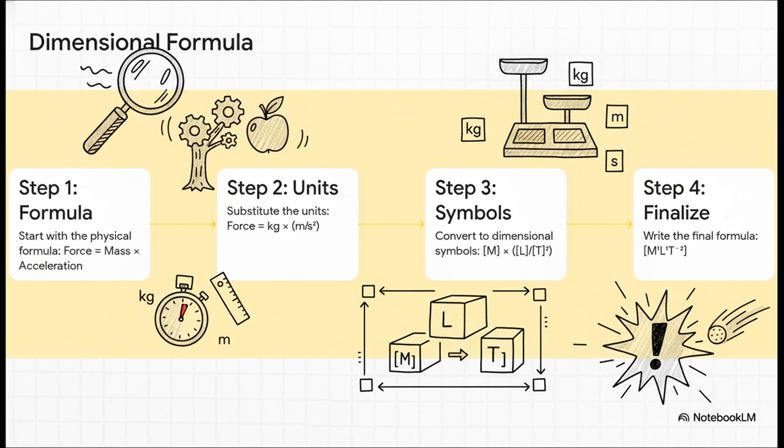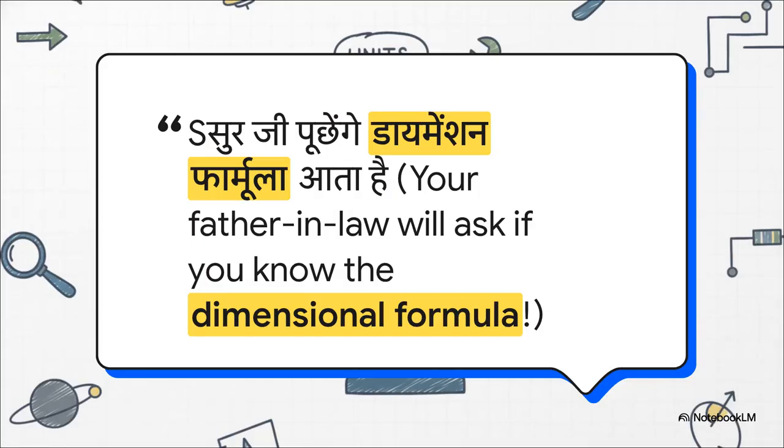And for the final step, step 4, we just clean it up. We write it all on one line, so anything on the bottom comes up to the top with a negative power. And there you have it. The dimensional formula for force is M^1 L^1 T^-2. And trust me, you have to know that one.